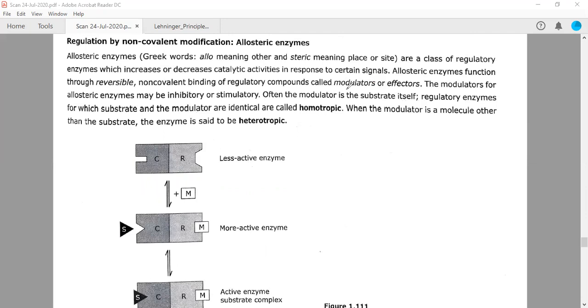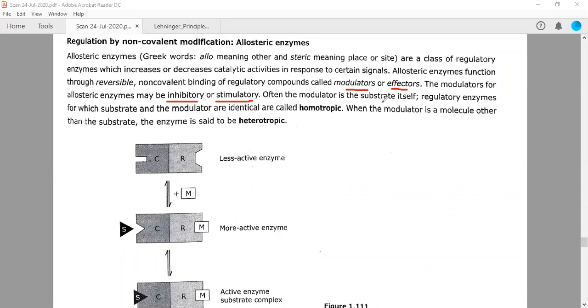So these are called modulators or effectors. They can be positive or negative modulators and effectors. Modulators for the allosteric enzymes may be inhibitory or stimulatory. Inhibitory, they are decreasing. Stimulatory, they are increasing the rate of reaction.